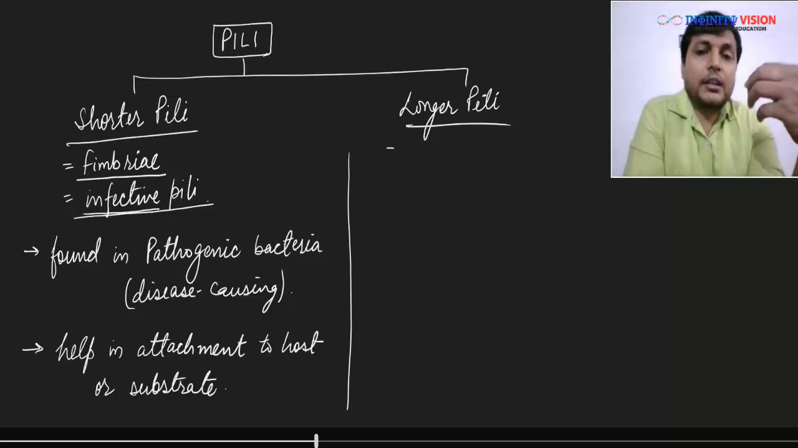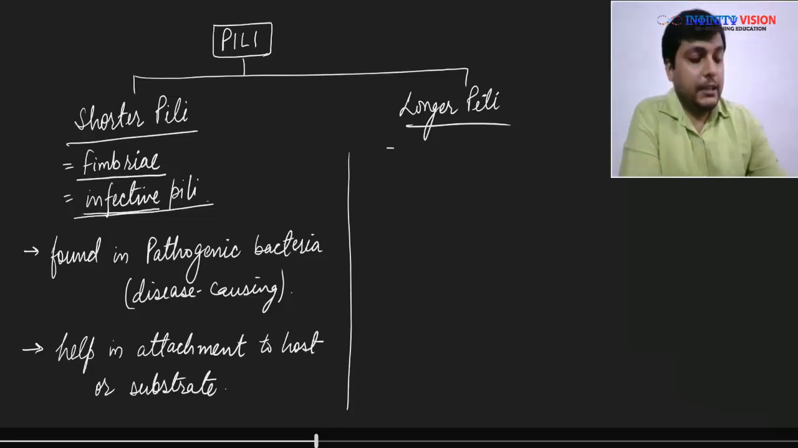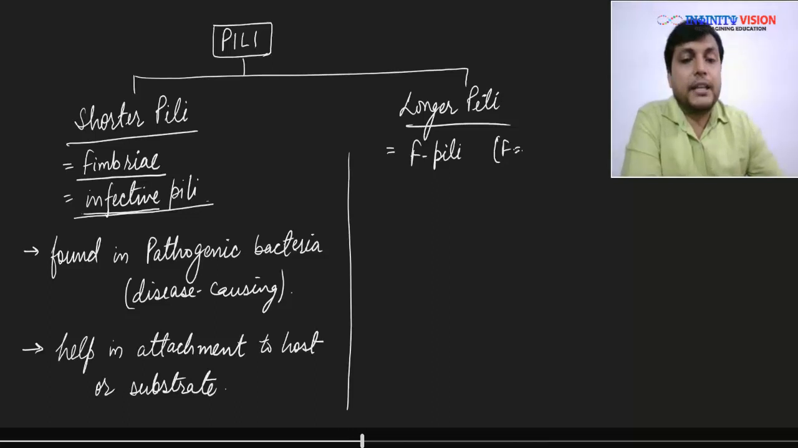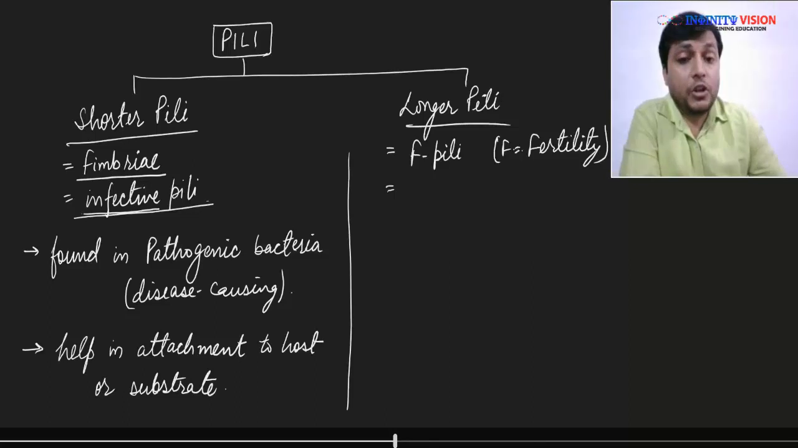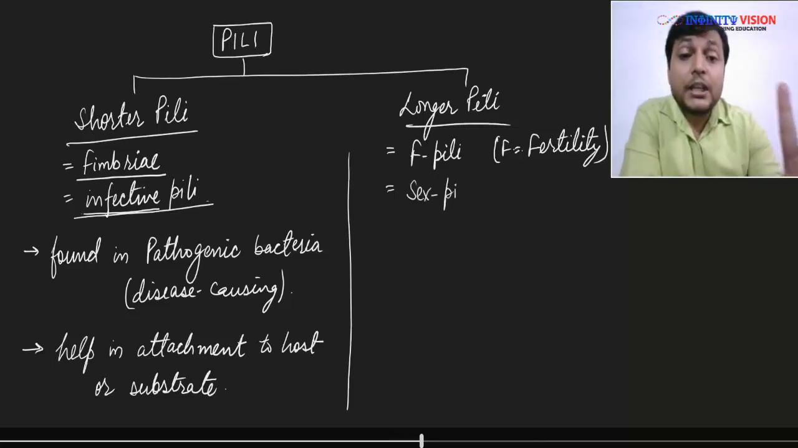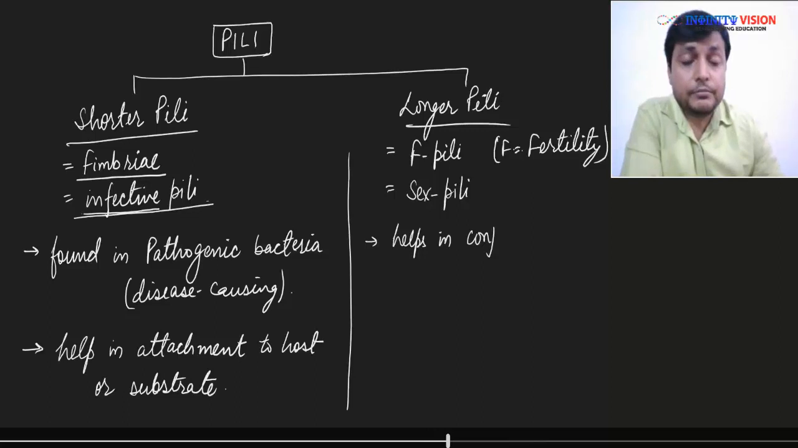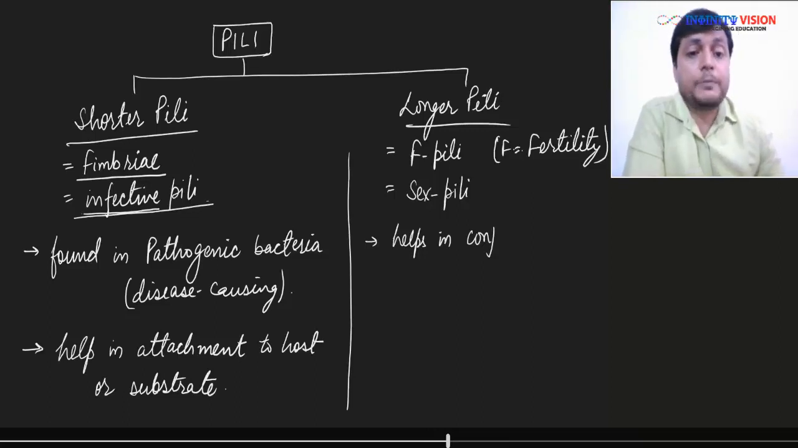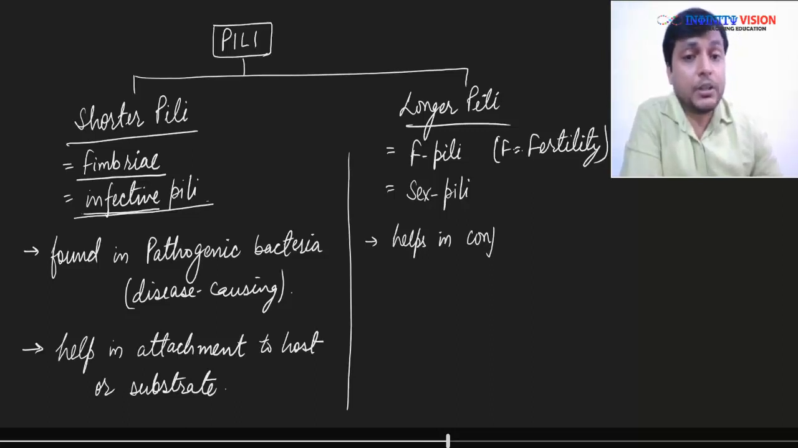Apart from this, there is another type of pili, that is longer pili, correct? And what is longer pili? If you see longer pili, it is called F pili or fertility pili. Okay, now why do we call it that? Because it helps in sexual reproduction. Okay, and hence this pili is also known as sex pili. How does it help in sexual reproduction, or does sexual reproduction even take place in bacteria? Yes, but it is quite different from what you know about sexual reproduction.